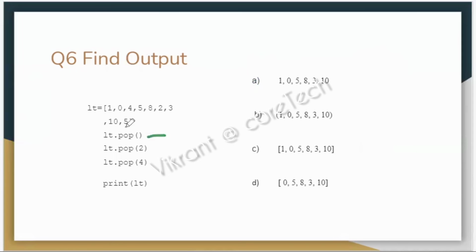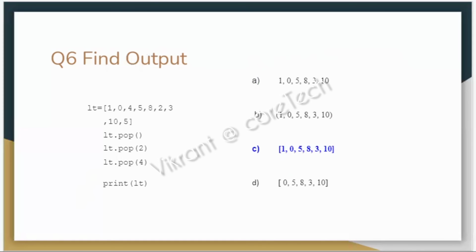When I do pop, it means I'm going to remove 5. When I do pop 2, 0, 1, 2, we're going to remove 4. There should be no 4. There should be no 5. And pop 4, 0, 1, 2, 3, 4. So as per the index, we are going to have this in the form of a list. We can't have something in round brackets. We can't have something without brackets.